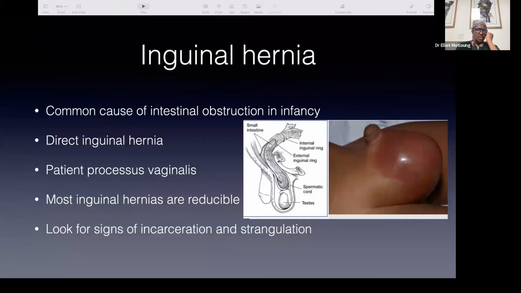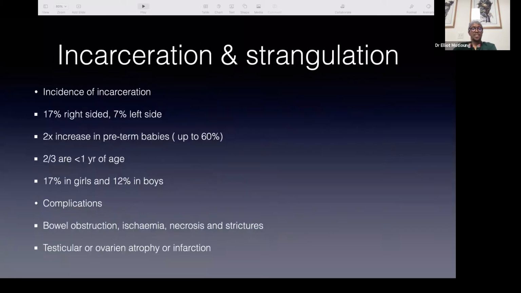more quickly. So the incidence of incarceration, we need to be aware, in the total number of all these patients that get inguinal hernia is only 17% of those on the right and 7% on the left. So it's a very small number of patients that do get that. But this incidence goes very high, almost times 2, in patients who are preterm babies. It can go up to 60% of those patients. We need to be aware as well that two-thirds of them happen within the first year of life, with 17% being girls and 12% being boys.